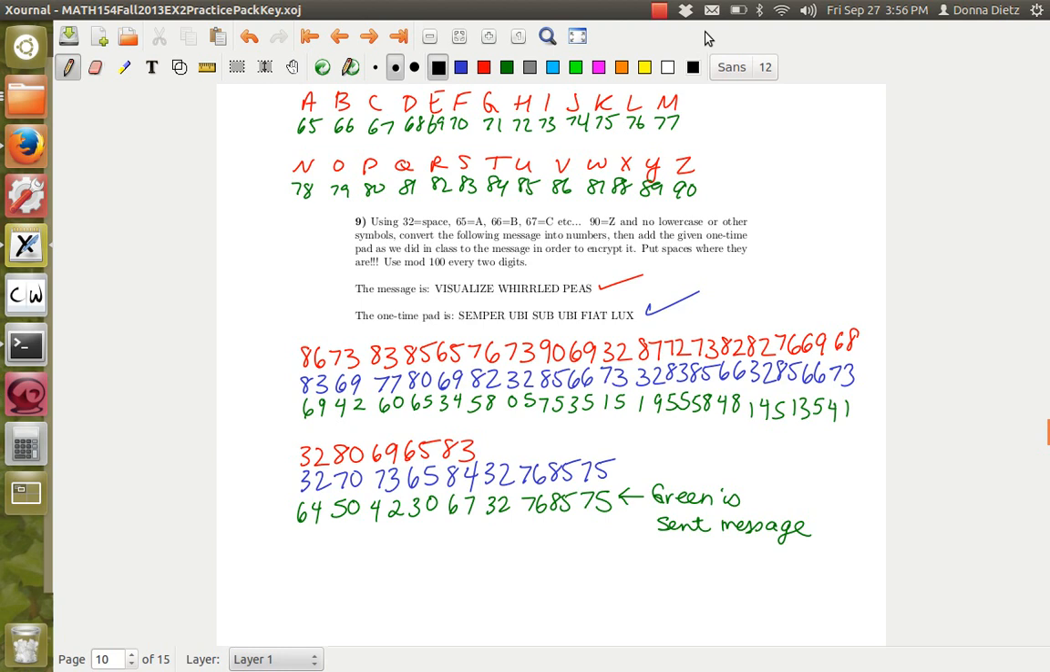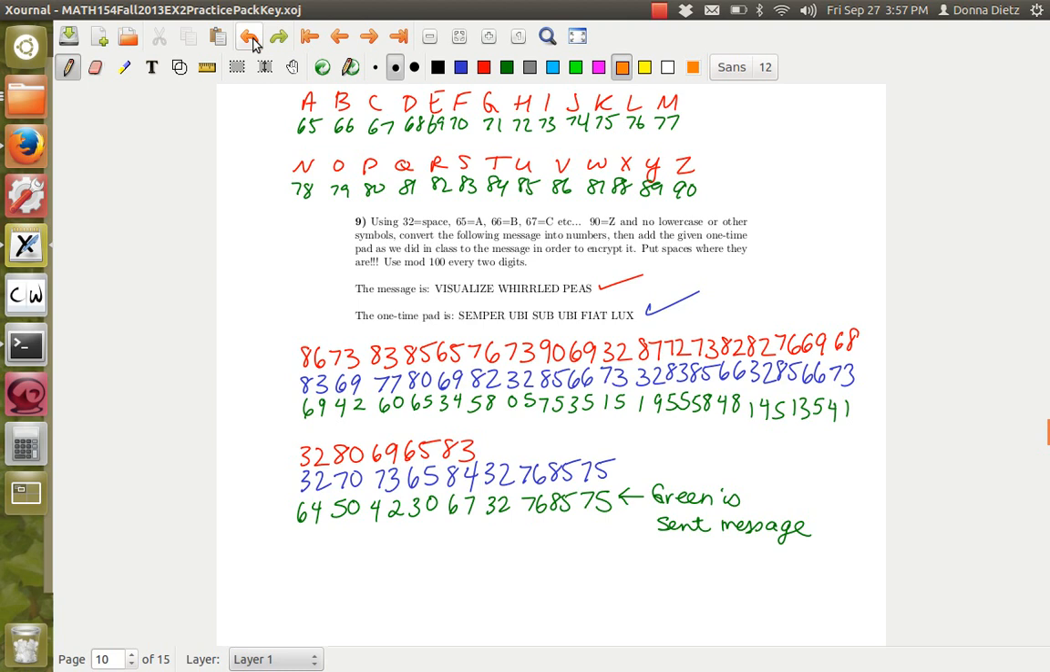Okay, I'm not going to handwrite all these things while you watch because that would just be boring. But what I'm going to do is pull up the file I already wrote and read the instructions. It says using 32 equals space. So right here it says 32 equals space, right? I'm not going to write that down. I'm just going to remember that.